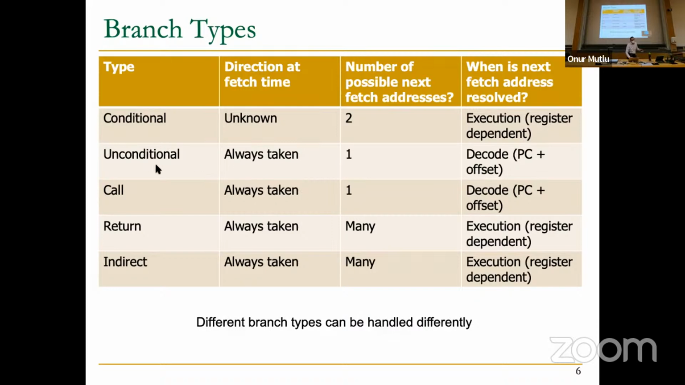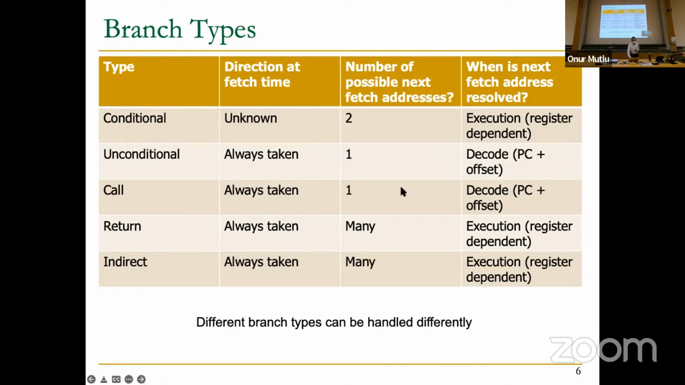Unconditional branches are easier to handle because they're always taken, and there's only one possible next fetch address, and it's handled and decoded in this part in MIPS, for example. Calls and returns enable function calls. We're not going to discuss them in detail, but it's good to know that they're handled separately in existing processors. But they also break the control flow.